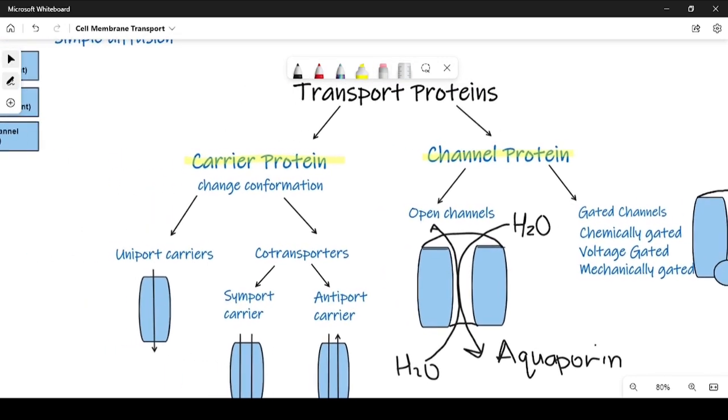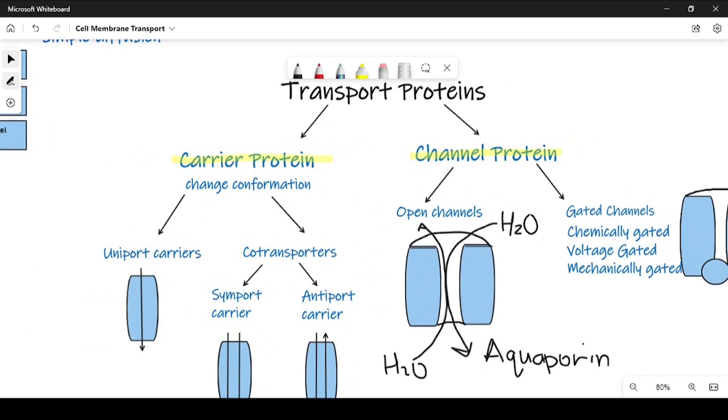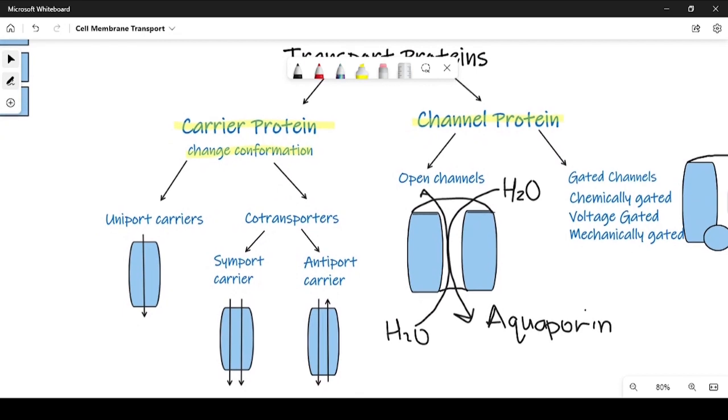Next we have carrier proteins. A carrier protein changes conformation to allow molecules to enter and exit the cell. A carrier protein can be a uniport carrier, which means it only takes one molecule to enter or exit the cell.